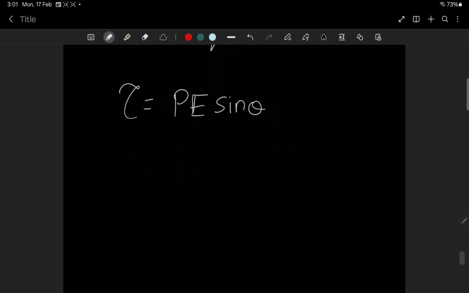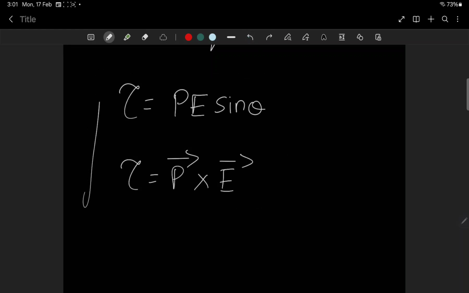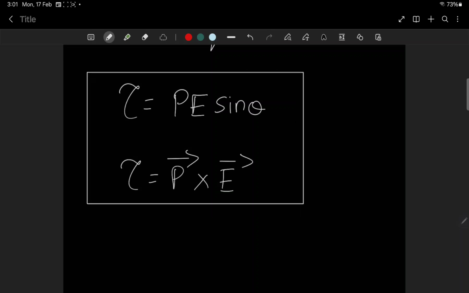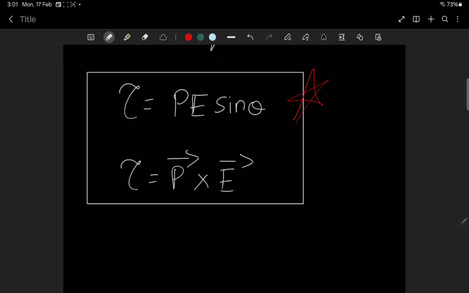This can also be written in vector form: P sin theta E is P cross E. Both are vector quantities, so it is possible. This is the equation for the torque produced in a dipole kept in an electric field. Very important formula, and the derivation is also important. They may ask you to derive it for 1 or maximum 2 marks, but mostly they will ask to derive everything together, that is potential energy, torque, etc.